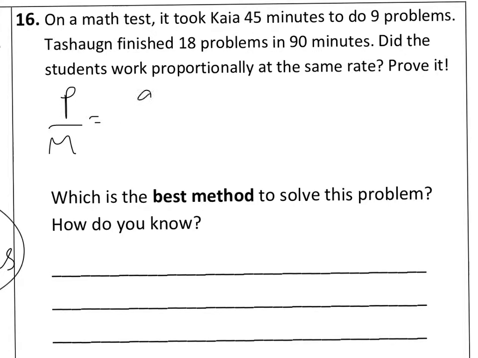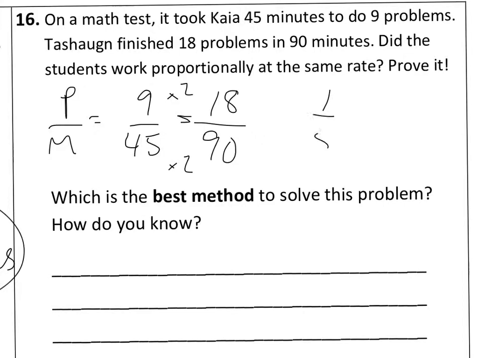Kaia did 9 problems in 45 minutes. What a lot of students did is they put 45 over 9 and then 18 over 90. Let's make sure that you line up your problems over minutes. What I would have done is I would have shown that 9 times 2 is 18, 45 times 2 is 90, or I could have both reduced to 1 over 5. Or I could have cross-multiplied. I know that either way, the answer to this part is yes, they are proportional.